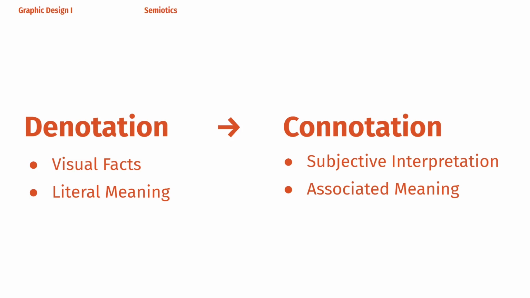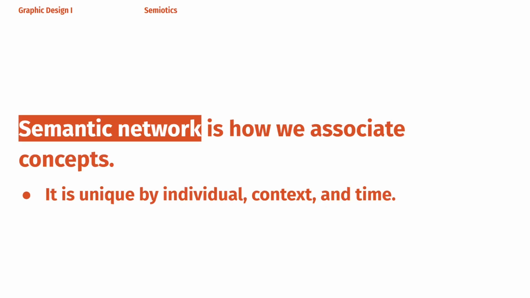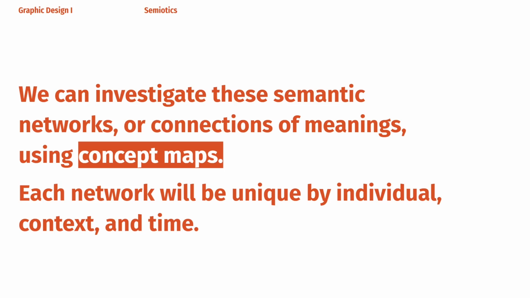But the connotation is the subjective interpretation of those signifiers. So this would be like the permission for the traffic light or the representation of comfort and family for the house. These are associated meanings, and these can change based on context or individual. This we can call a semantic network, which is how we associate different concepts together. This depends on the person, and this can change over time. And we can investigate these semantic networks by looking at concept maps, which is a visual representation of these things.